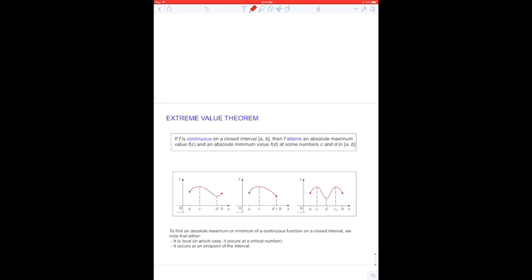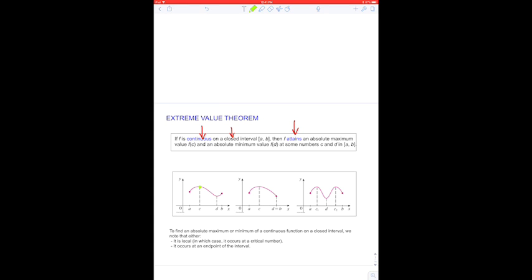The extreme value theorem is telling us that if we have a continuous function defined on the closed interval from a to b, then this function always attains an absolute maximum value and an absolute minimum value at some points in that interval. Looking at these three graphs, we can see the highest and the lowest point on each of them.